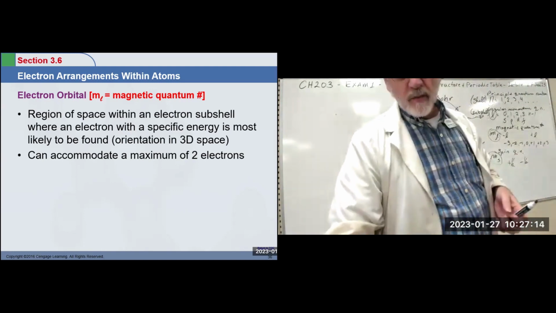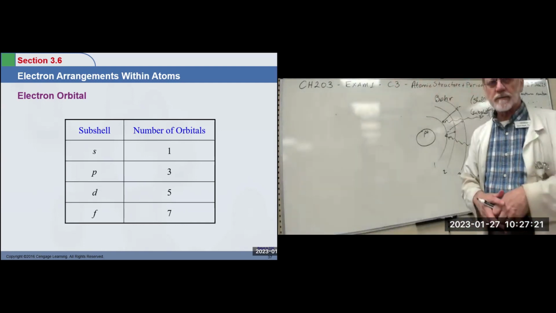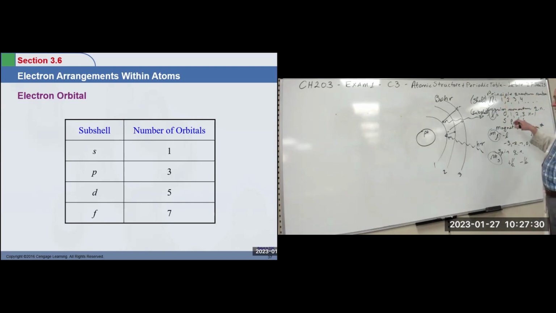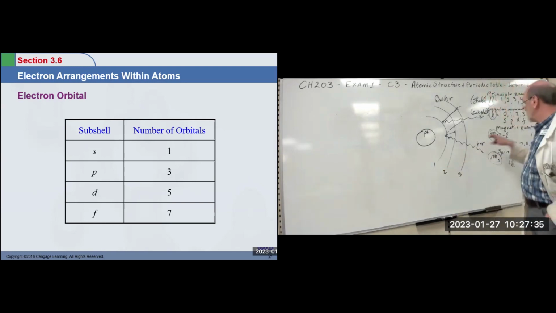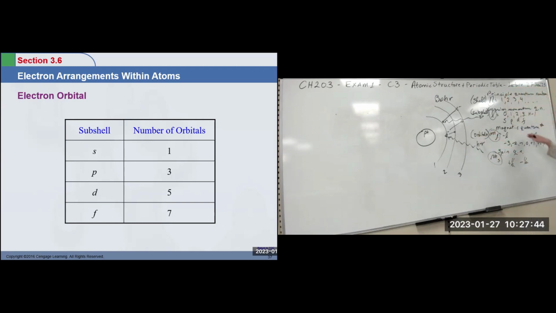Okay, so let's go back. Let's look at this too. The number of orbitals that you can have inside each one of these. And I think we're down to here. This is the orbitals. There we go. So how many of these can you have inside each one of those?